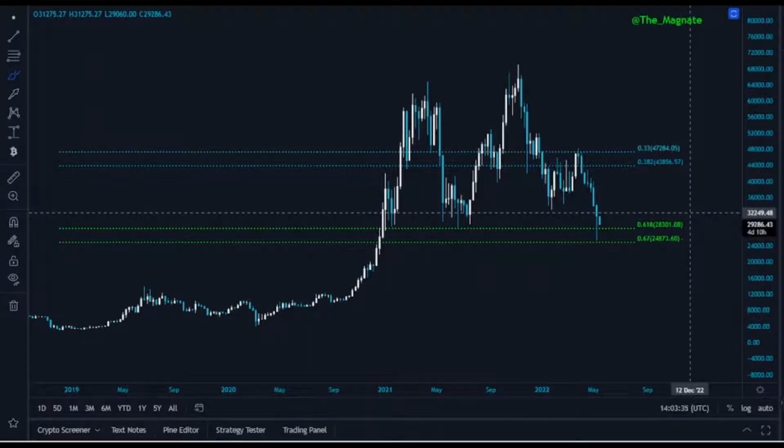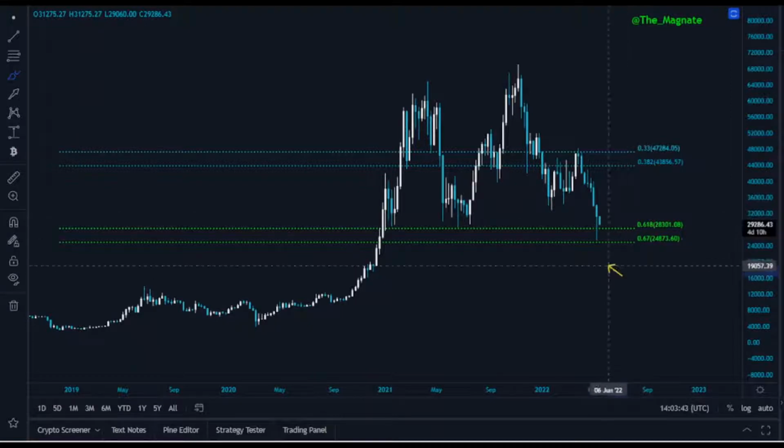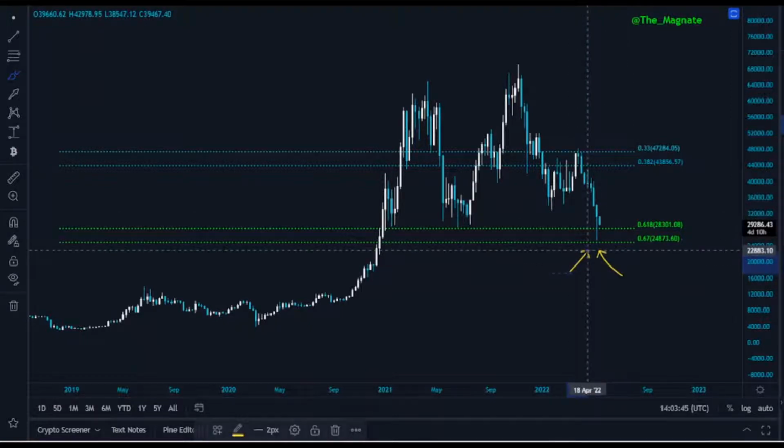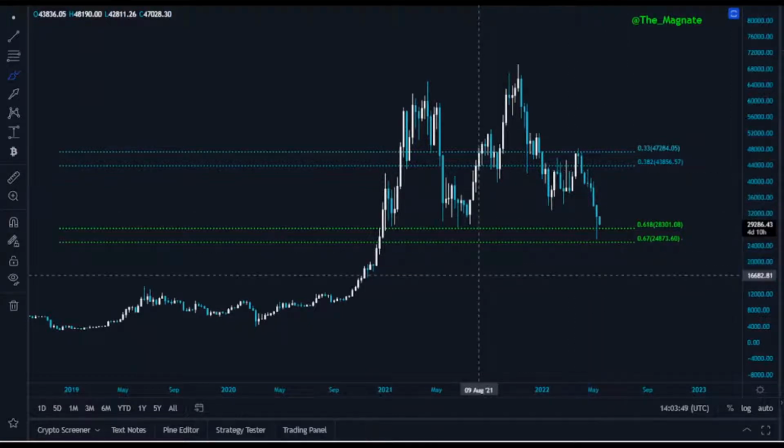So the levels are 28,300 all the way up to 24,800 levels. And as you can see, we tested. However, based on a higher time frame, we didn't see capitulation at this stage.